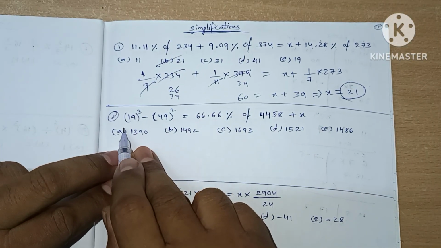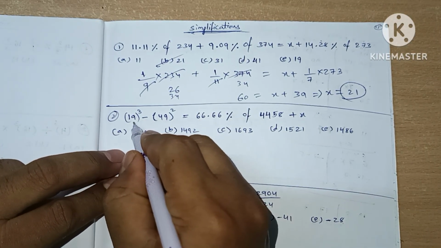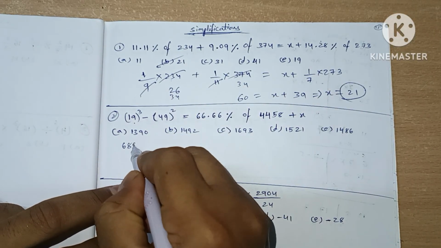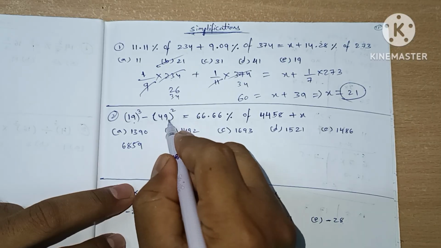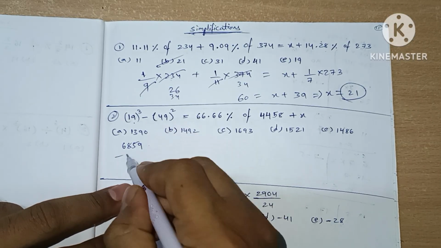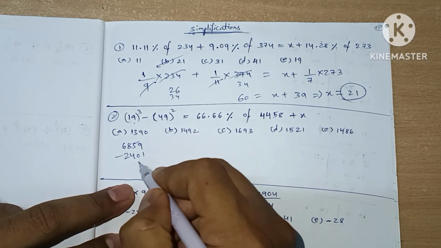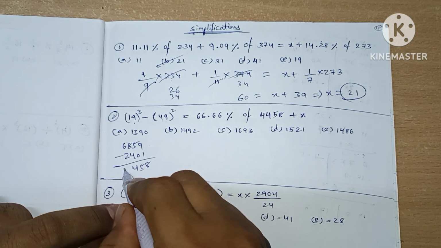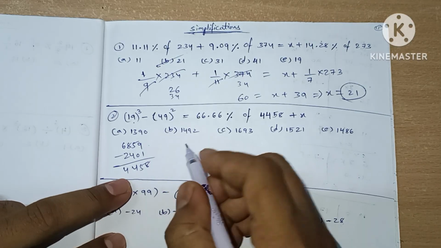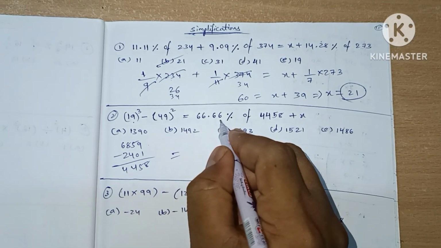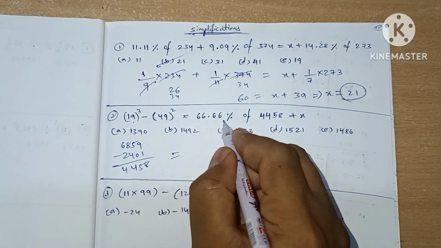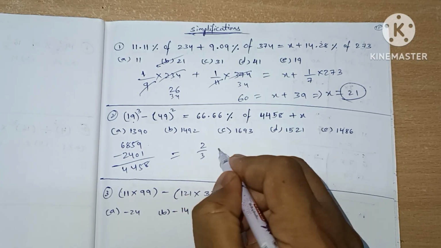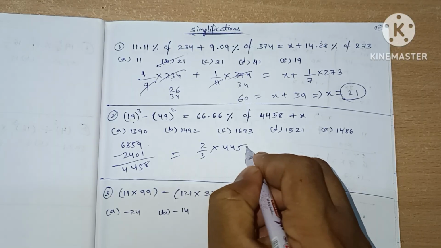Now in this question we must know the cubes: the value of 19 cube is 6859, and we must know the square of 49. 49 square will be 2401. Okay, the value will be 854 and this will be 44458 whole equals 66.66%. We must know the fraction value of 66.66%. The value will be 2/3 of 4458.